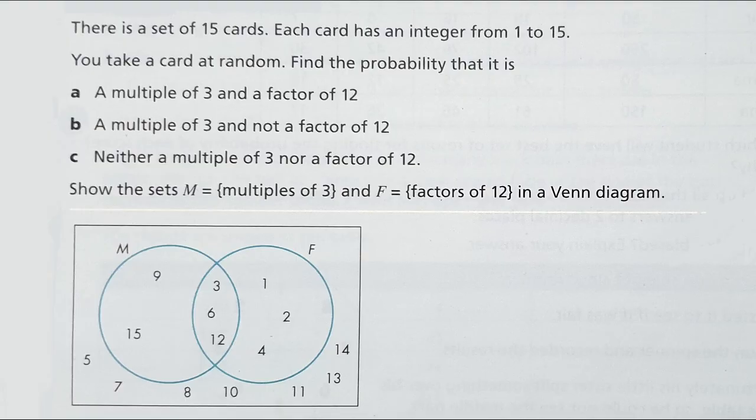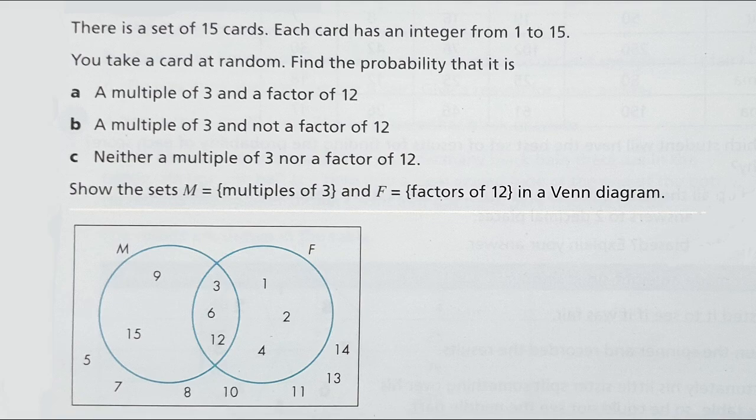The first question: there is a set of 15 cards. Each card has an integer from 1 to 15. You take a card at random. Find the probability that it is A, a multiple of 3 and a factor of 12; B, a multiple of 3 and not a factor of 12; C, neither a multiple of 3 nor a factor of 12. Then show the sets M equal to multiples of 3 and F equal to factors of 12 in a Venn diagram.